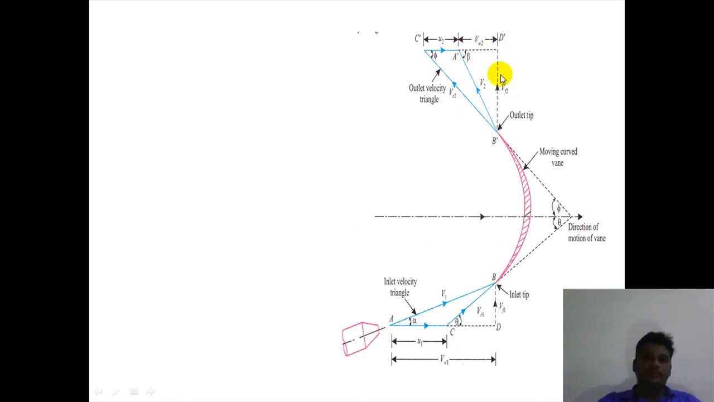Again, it is resolved into two components. The perpendicular component is the flow velocity Vf2 at the outlet. The parallel component is the velocity of whirl at outlet, which is the distance from the flow velocity to the absolute velocity.